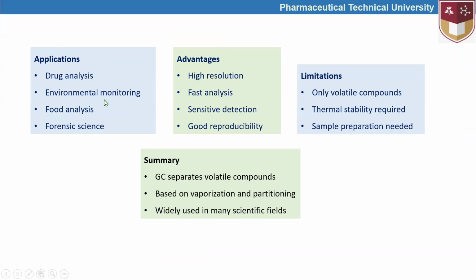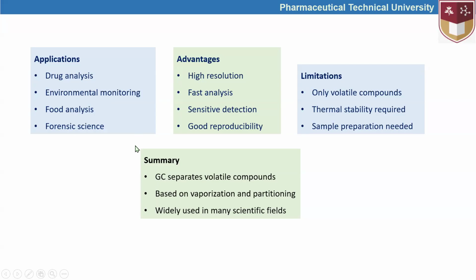Gas chromatography can be used in drug analysis. If the compounds are volatile, we can use gas chromatography very effectively. It can be used in environmental monitoring, let's say, to see the concentration of, for example, carbon dioxide or some other gases like sulfur dioxide and sulfur trioxide. Yeah, it is widely used in food analysis, for fatty acids, for example.